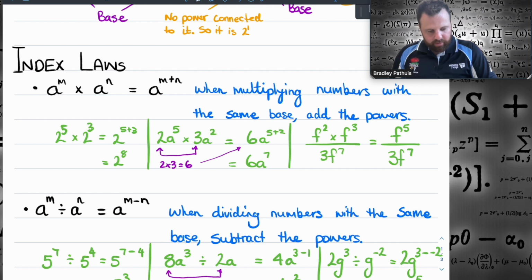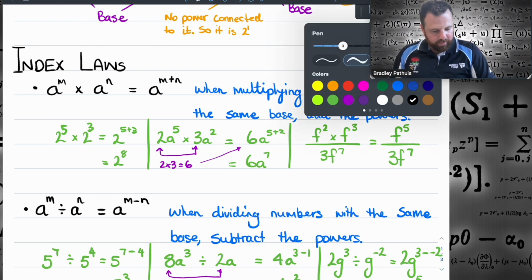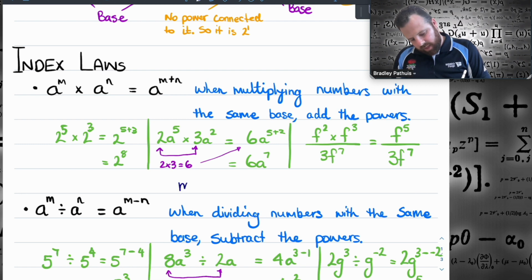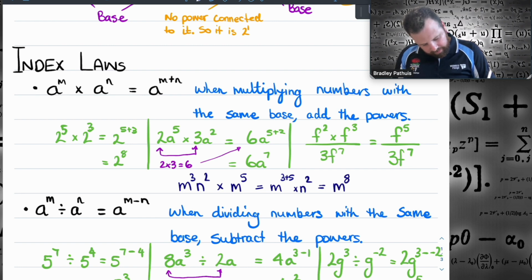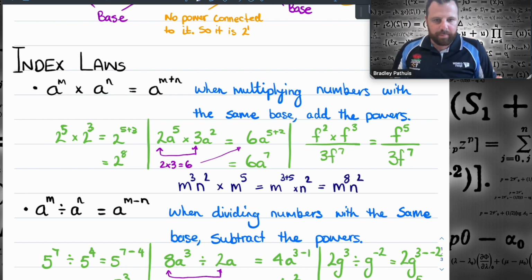Another example I haven't written, but it's one to think about, is what happens if I have m to the power of 3, n to the power of 2 times m to the power of 5. The only thing with the same bases are those m's. So that's going to be m to the power of 3 plus 5, times n to the power of 2, which just becomes m to the power of 8, n to the power of 2. That poor little n had nothing with the same base, so it gets left alone.